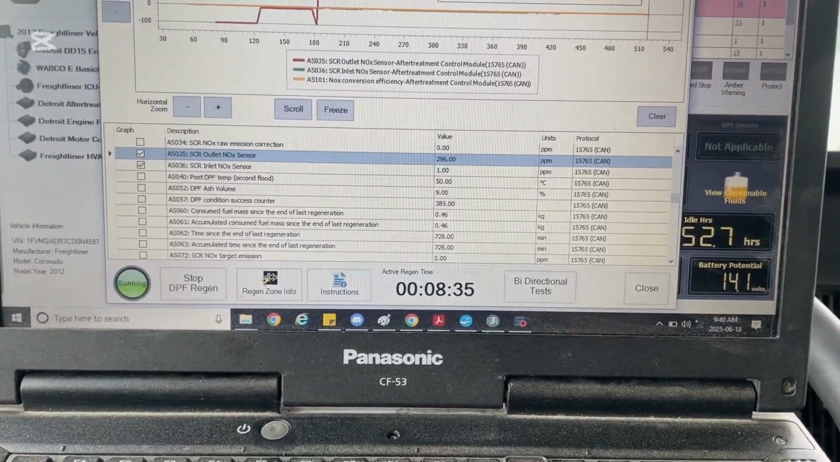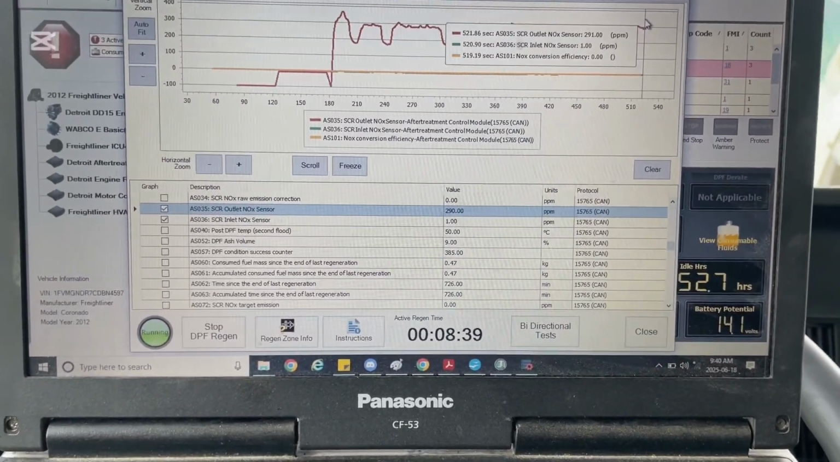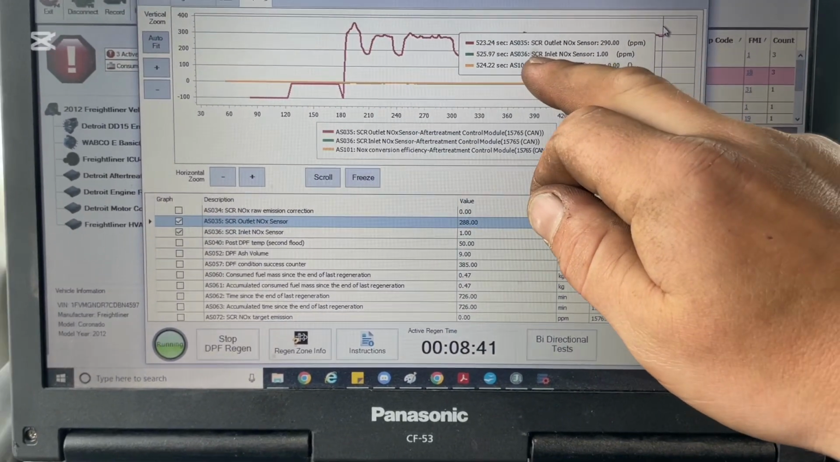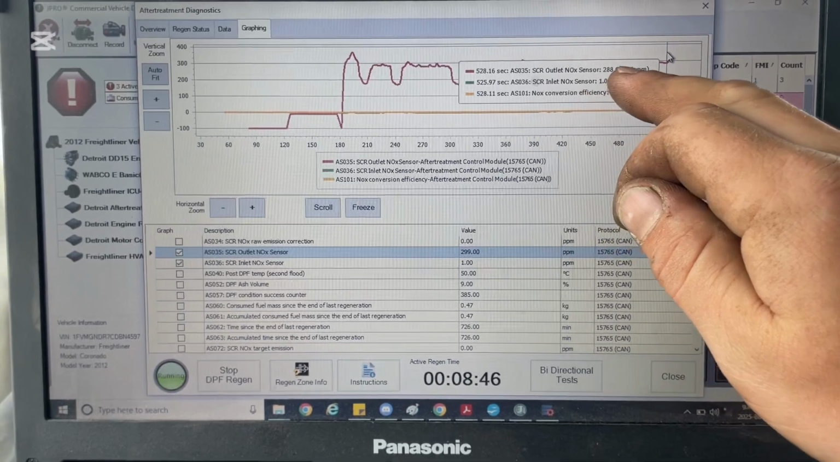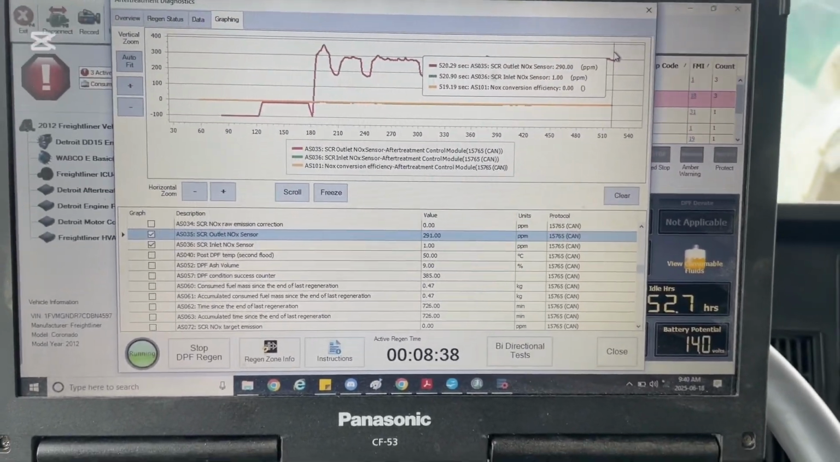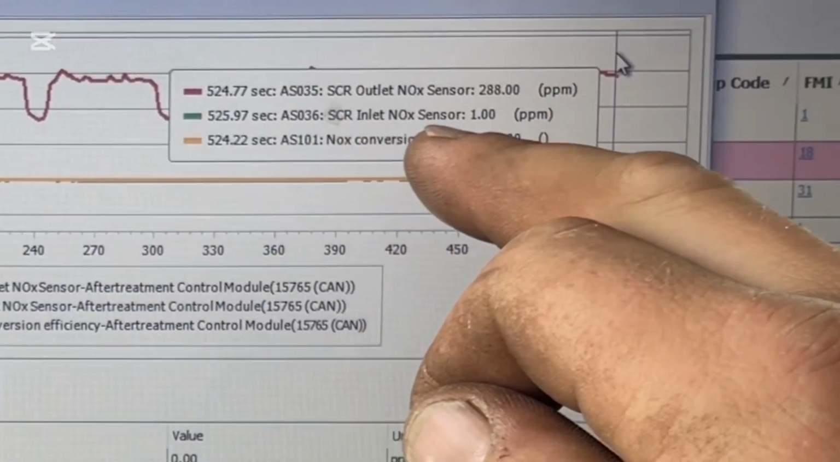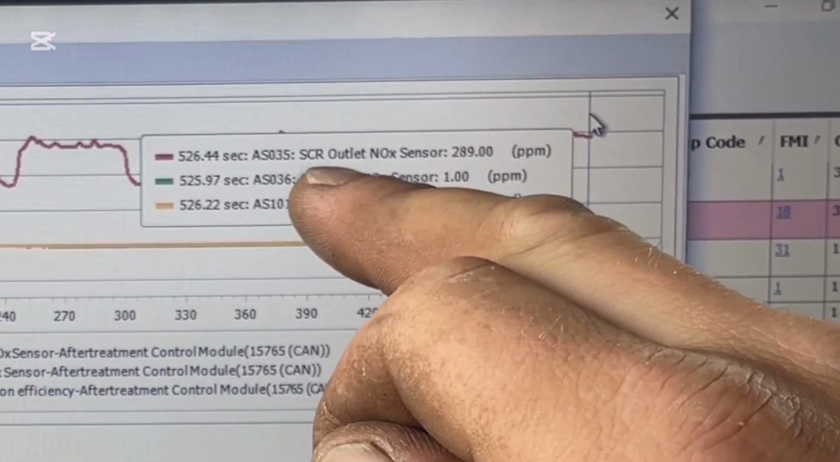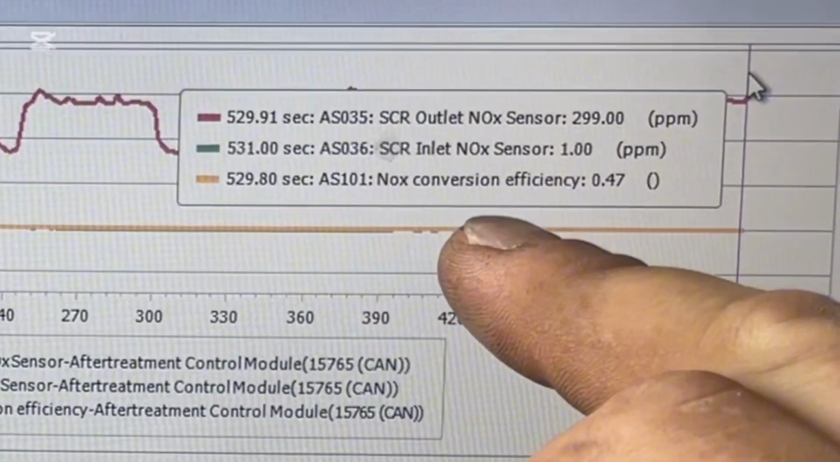What we got on the other end of this diagnostic plug today is a 2012 Freightliner with a DD15, and of course, it's got some active fault codes. And if you like learning about diesel engines and their stupid exhaust systems, you've come to the right place. We're currently doing a parked regeneration, and we're primarily monitoring our SCR inlet NOx sensor and our SCR outlet NOx sensor because we have a poor efficiency.